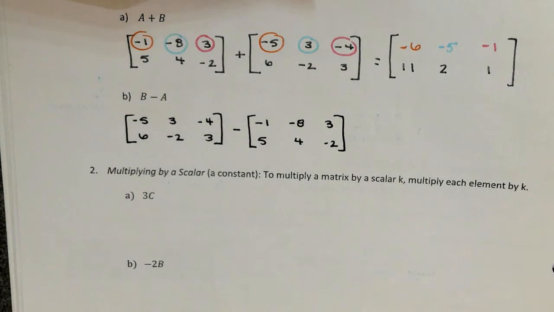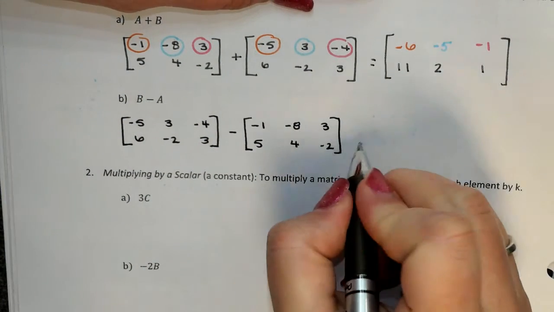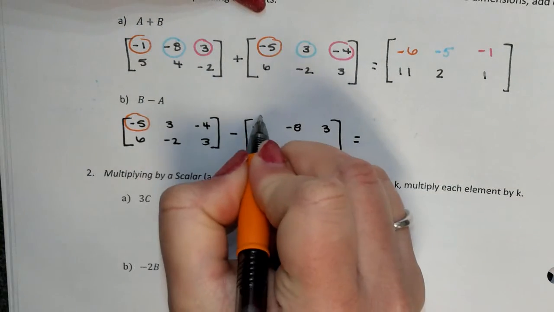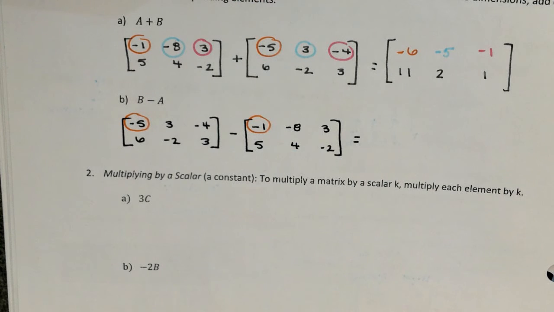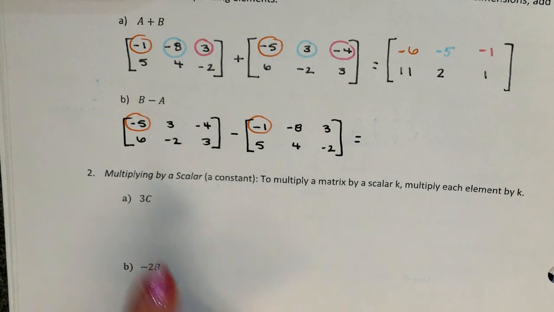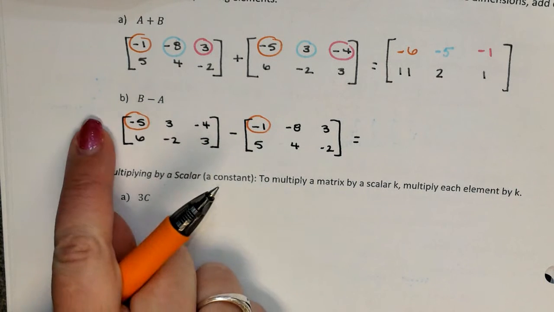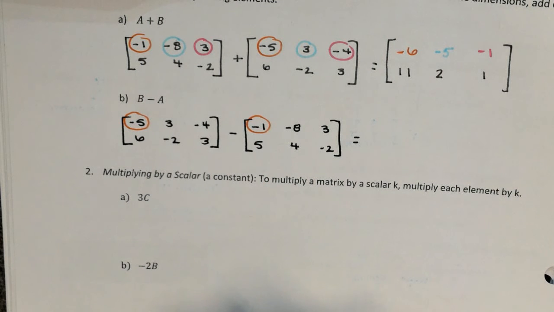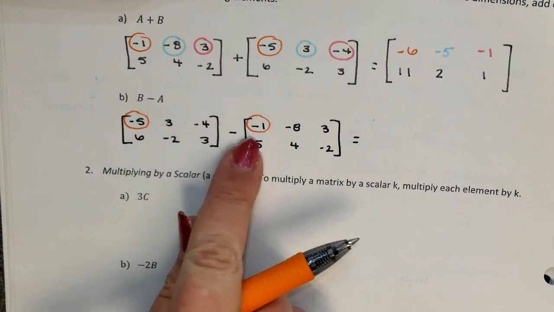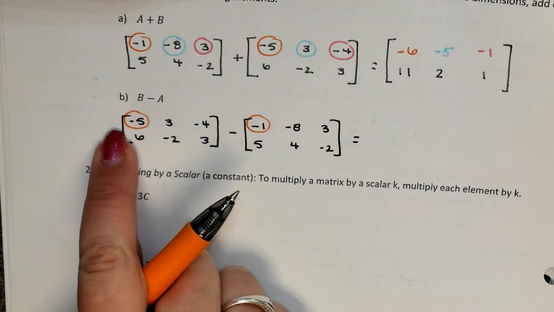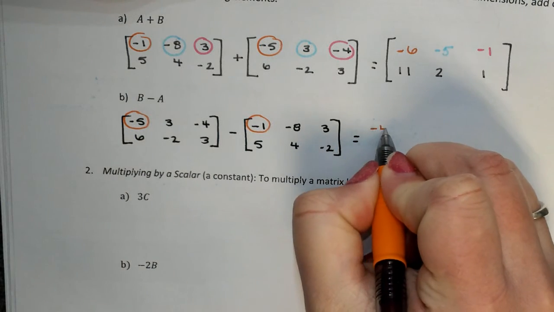Now the same idea here as what we were doing before. So this one, you're just subtracting now in the same location. But make sure you're subtracting each of these. So we have -5 minus -1. What is -5 minus -1? Not negative 6. It's going to be negative 5 plus 1, because when you subtract a negative, it turns into addition. So negative 5 minus negative 1 is negative 5 plus 1, which is negative 4.